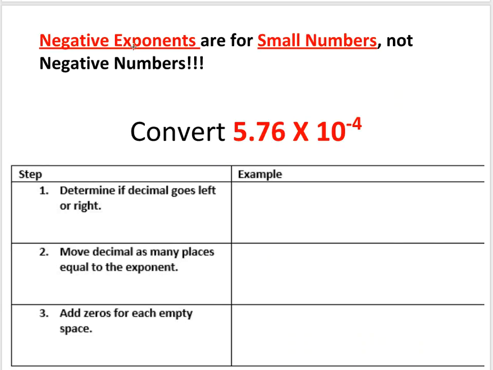First things first, negative exponents are for small numbers, not negative numbers. I'm going to say it a bunch of times because it's a pretty common mistake that people make. So here's an example. We have 5.76 times 10 to the minus 4th. A lot of people are like, oh, minus 4th, that must mean we have a negative number. No, no, no. If you had a negative number, the negative sign would be out front, like this.